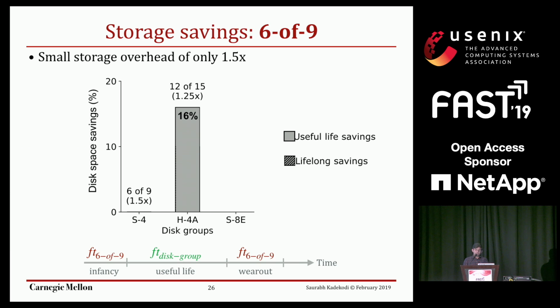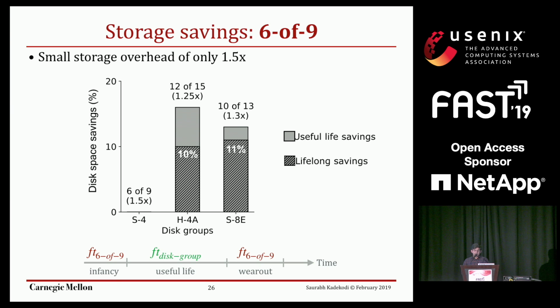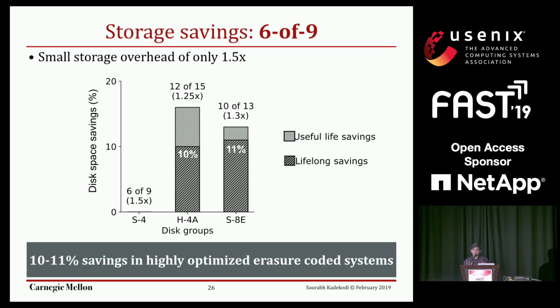which had a lower storage overhead of 1.25x compared to 1.5x, and therefore ended up saving 16% in its useful life. Similarly, for S8E disks, we could employ a 10 of 13 erasure coding scheme and a storage overhead of 1.3x, leading to a 13% savings in useful life. Now, when you consider both the infancy and the wear-out stage, the overall lifetime benefit is between 10 and 11%. So 10 and 11% in a million odd disk cluster is a large amount.